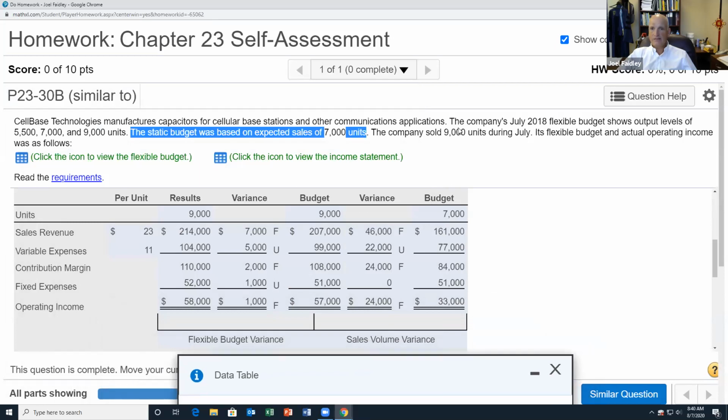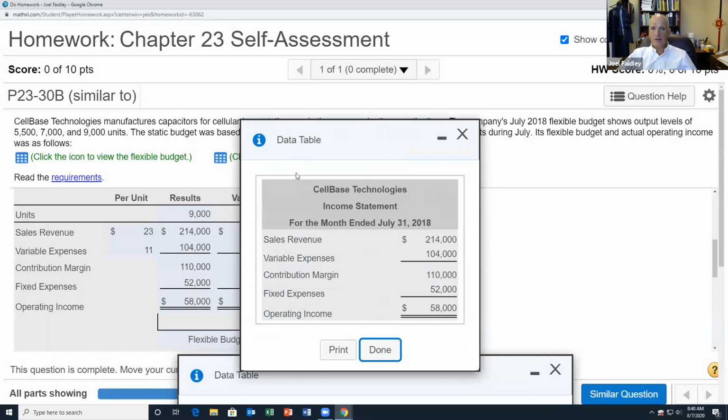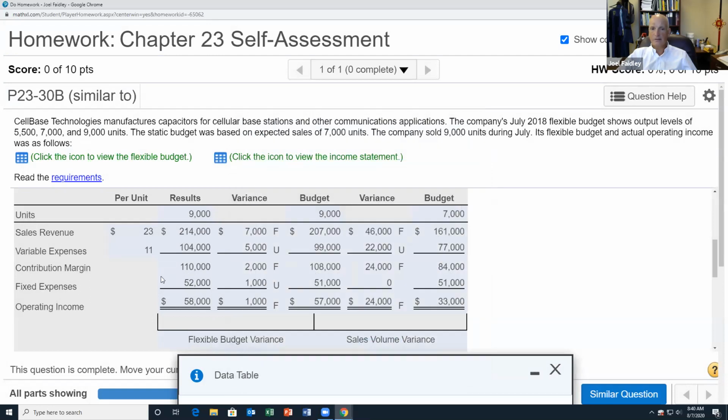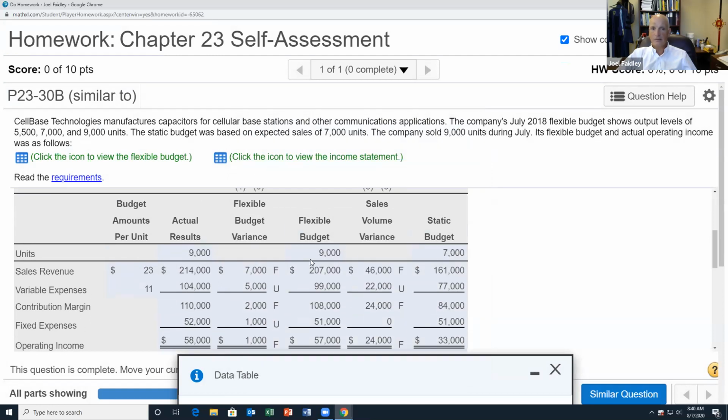Then it says the company sold 9,000. So our results are 9,000. And we're going to use that to copy over the 9,000 level. Sales revenues 214. There's my 104, my 110, my 52, my 58. Right? That's column 1, all that's given. Your per unit, again, is based on column 5, 161 divided by 7 is 23. 77,000 divided by 7,000 is 11. Because we're going to use that to do our flex budget.